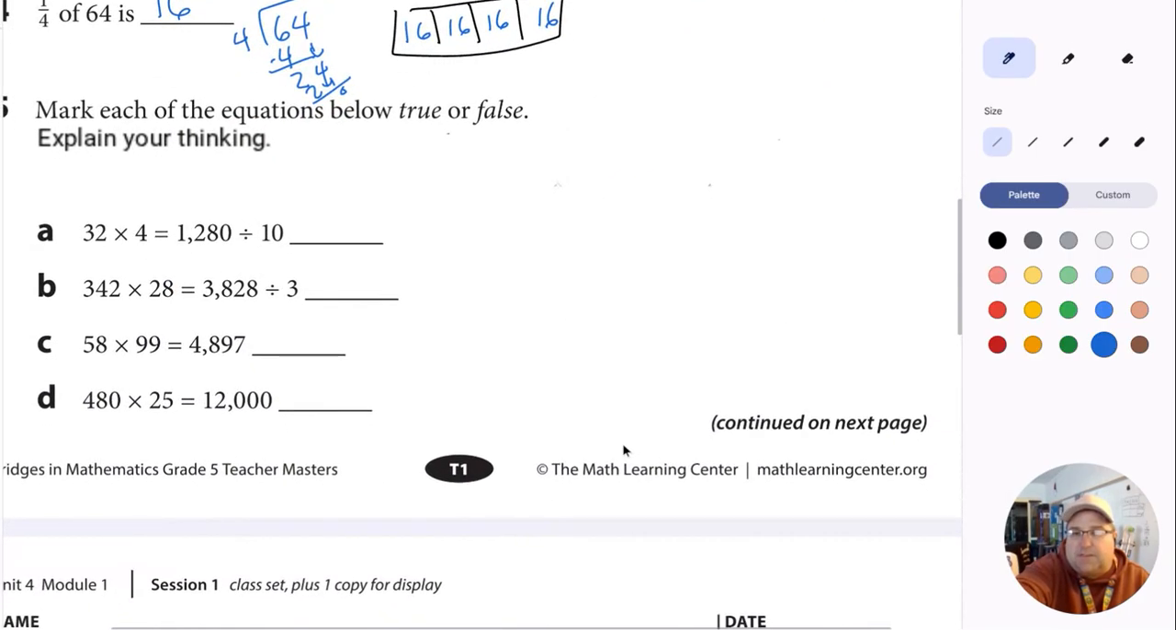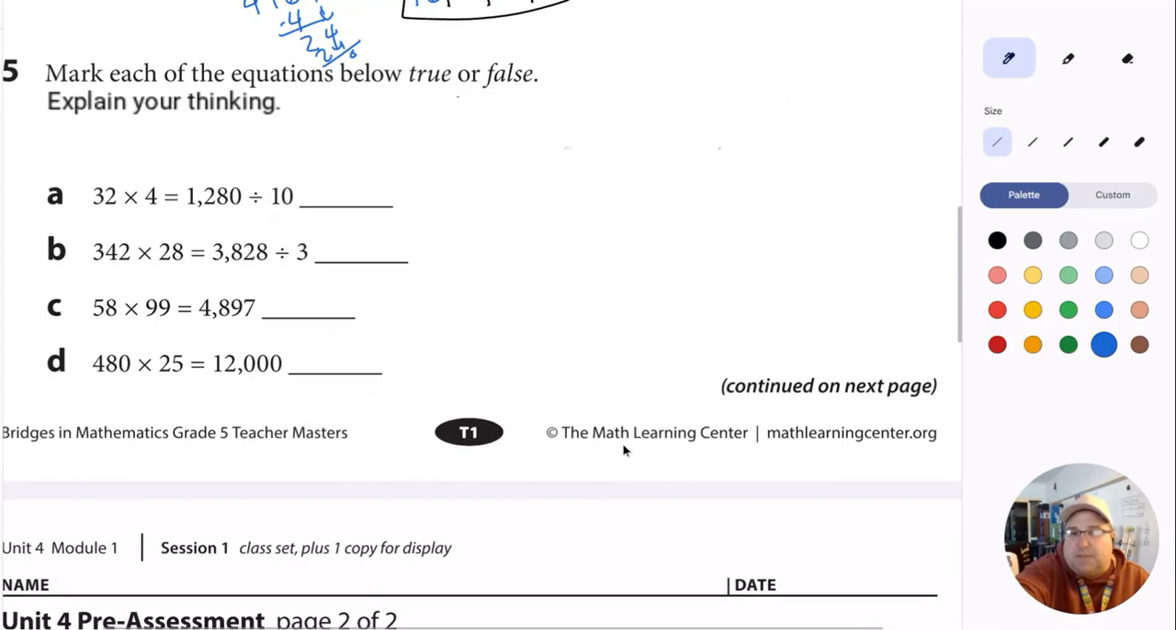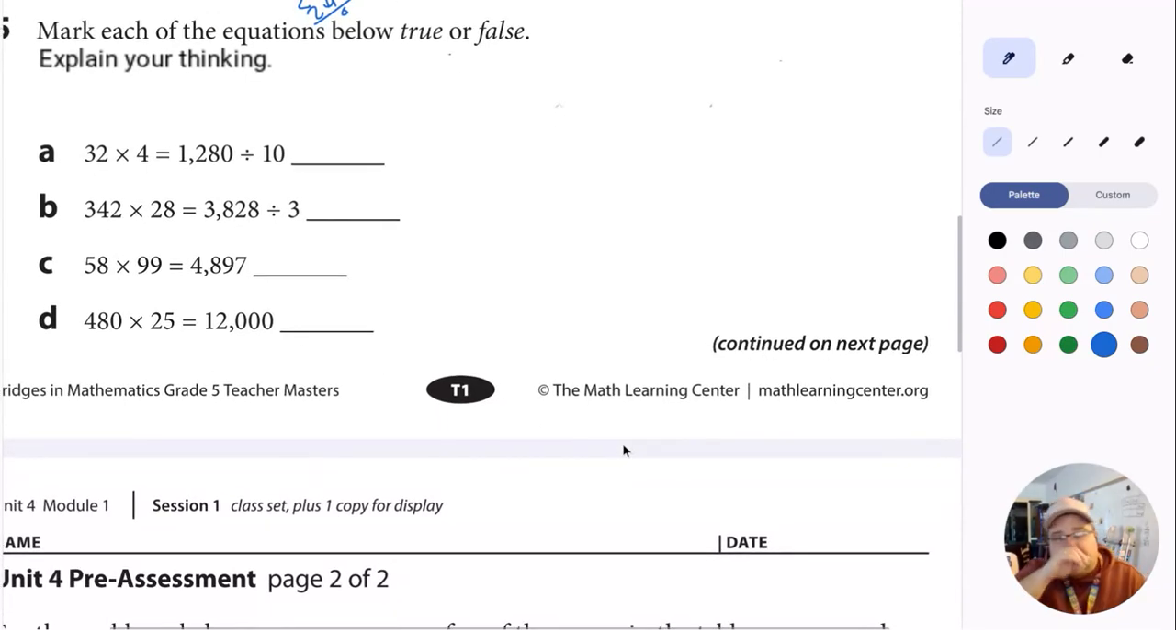And again, we do want to explain our thinking on this. Maybe you need to solve all these. Maybe you have some ideas. We could write a sentence. But let's just see what we want to do on each of these. First one, 32 times 4, is that the same as 1,280 divided by 10?